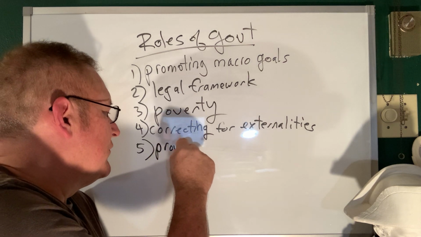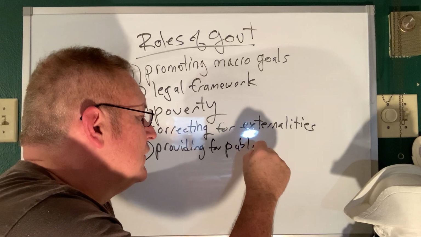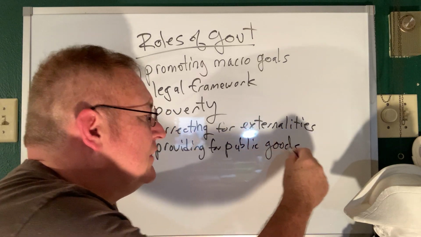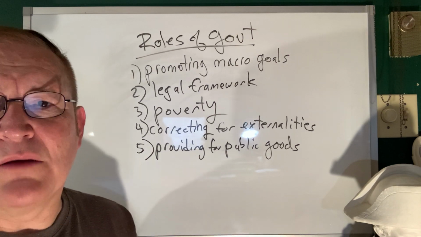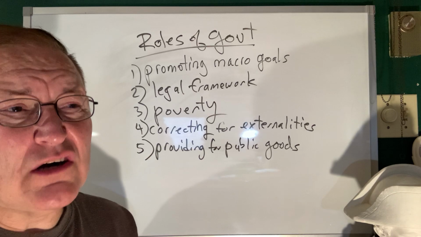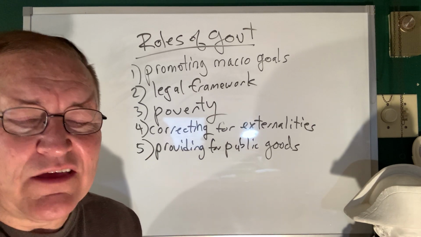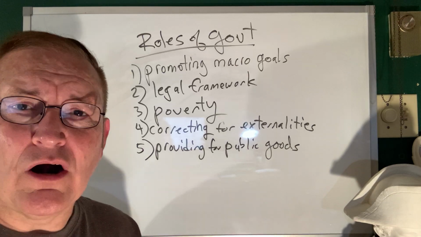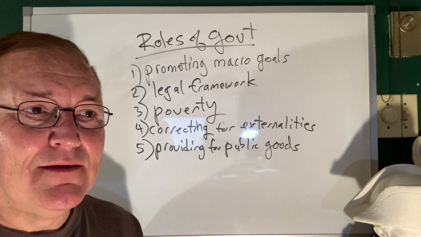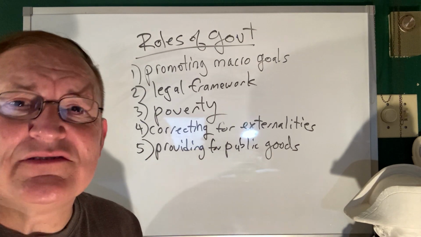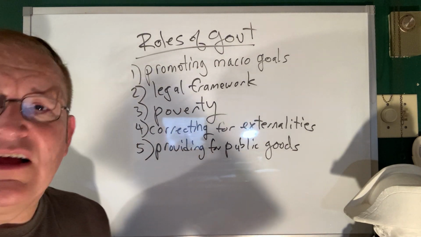A fifth is providing for public goods. And again, if you went back and listened to some of the earlier videos in this series, we talked about public goods. We talked about how largely public goods are goods that are not provided by the private market. So, I think the example I used earlier was a park, a free park. There's no company in the world that's going to buy land and then just open up a free park because there's no business case for that. And so the government gets involved and provides for public goods.